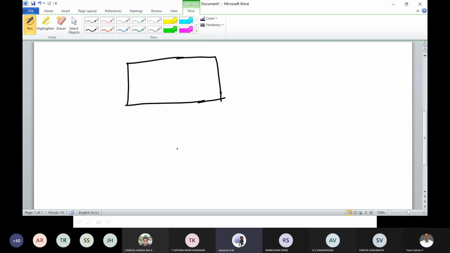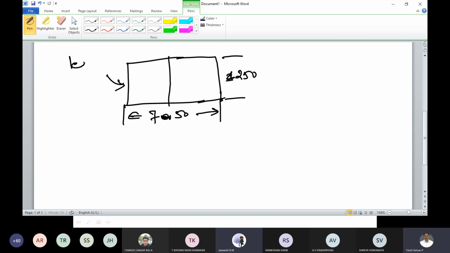The length is 750 mm, and the width is 250 mm. Up to the middle. So from the leading edge, this is the leading edge, and this will be the trailing edge.